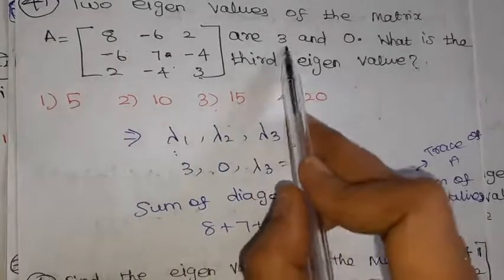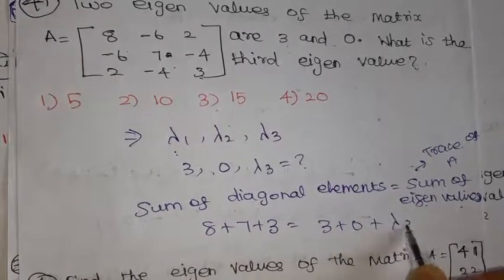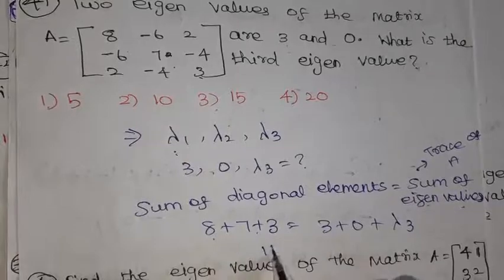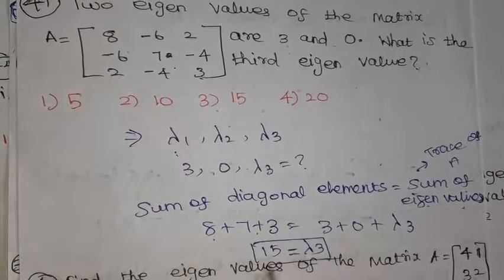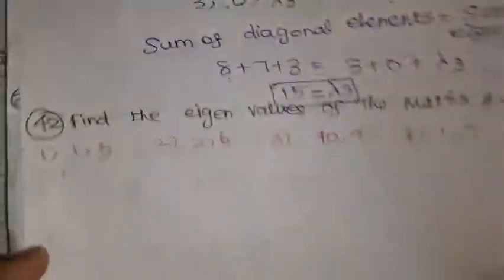So two eigenvalues we know, 3 and 0, plus lambda 3. So 18 will go to that side as 18 minus 3, 15. So lambda 3, the third eigenvalue, is nothing but 15. Option 3, 15, is the right option.